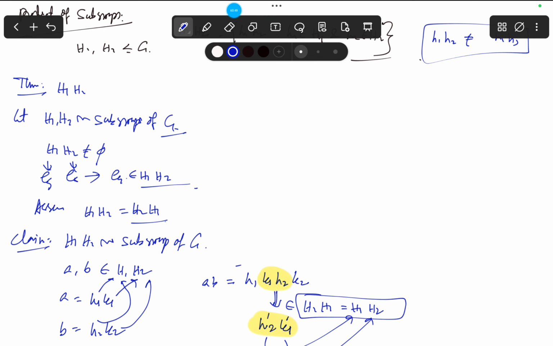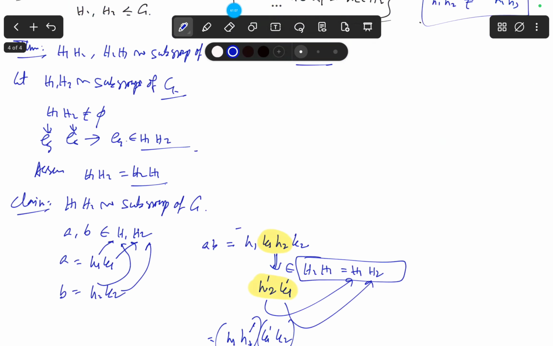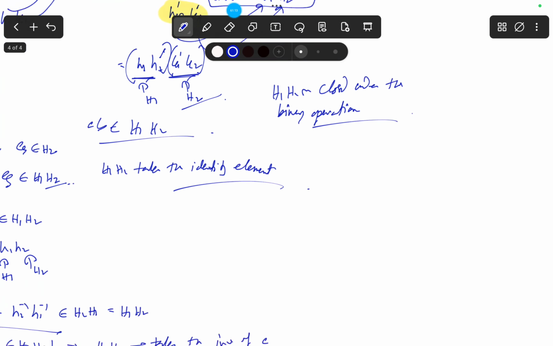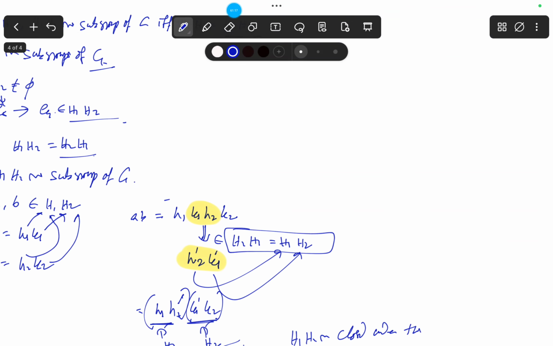So let me just rewrite that. I'm extremely sorry for this fault. So the theorem should be H2 times H1. This is a subgroup of G if and only if H1 H2 is same as H2 H1. But our proof is completely okay, because here you have assumed that H1 H2 is same as H2 H1, and considering that you have shown that H1 H2 is a subgroup.